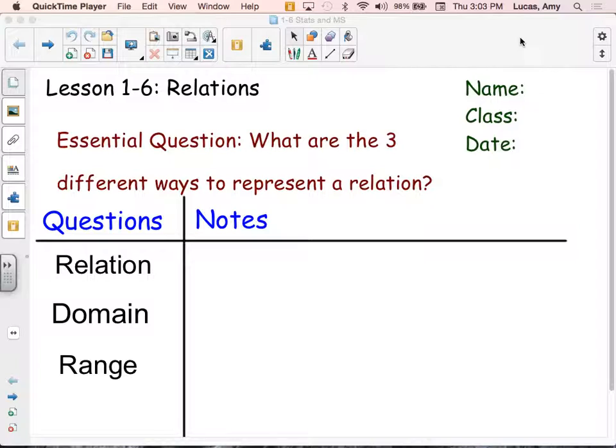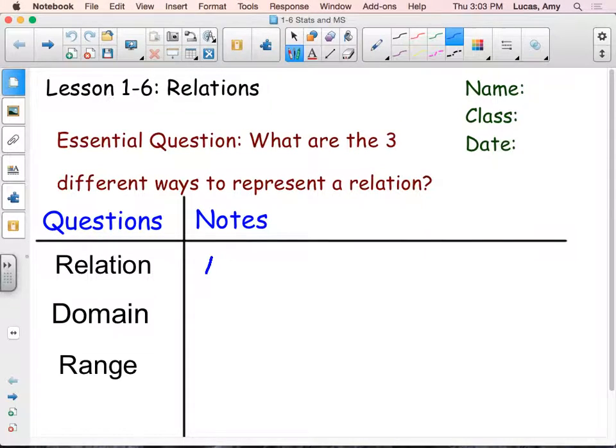Lesson 1-6, Relations. Our essential question is, what are the 3 different ways to represent a relation? We have 3 new vocab words today. The first one is a relation. A relation is a set of ordered pairs.